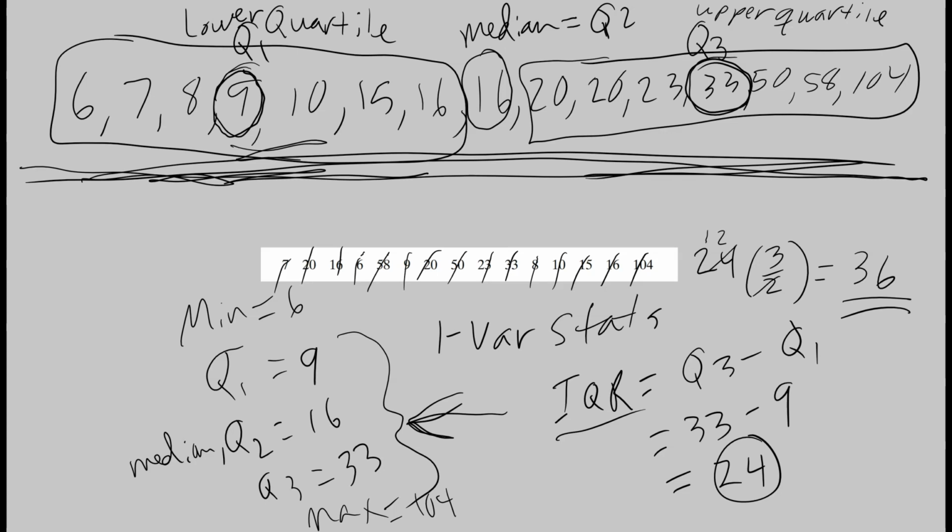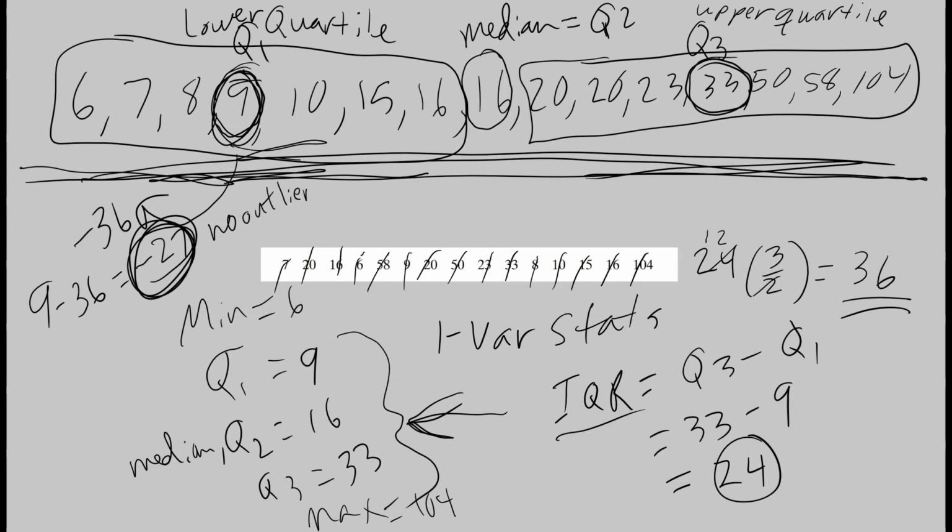Now what I do is I take Q1 and I subtract 36. 9 minus 36 gives me negative 27. So negative 27, I look at that and I say, are there any numbers in my data set that are less than negative 27? No. No outliers to the left.